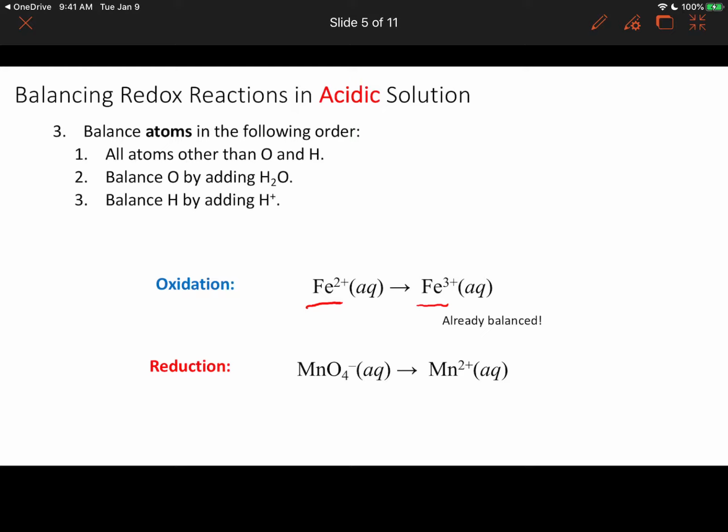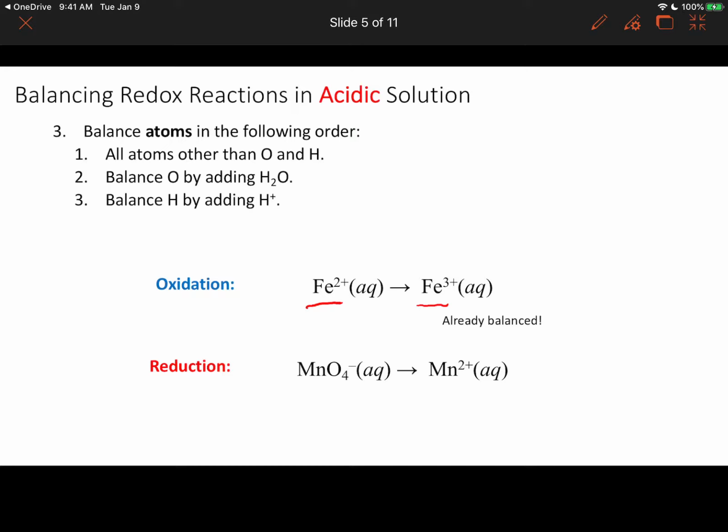If we go to try and balance this one, again, step 3.1 here is balance all atoms other than oxygen or hydrogen. So let's identify those. That is the manganese atoms on both the left and the right side. And you'll notice, again, there's one manganese, Mn, atom on the left and one on the right. So 3.1, that step is already met.